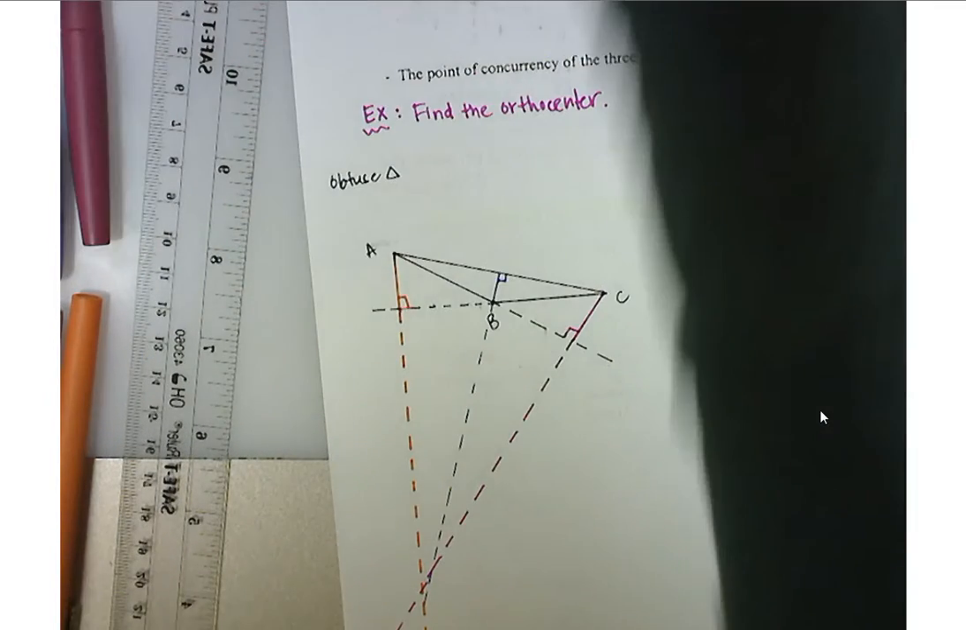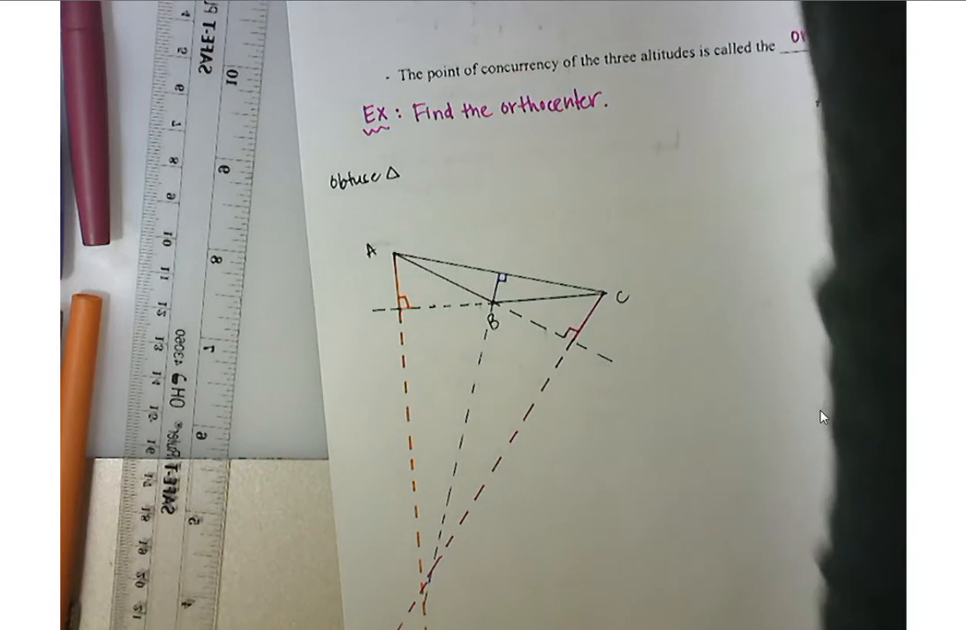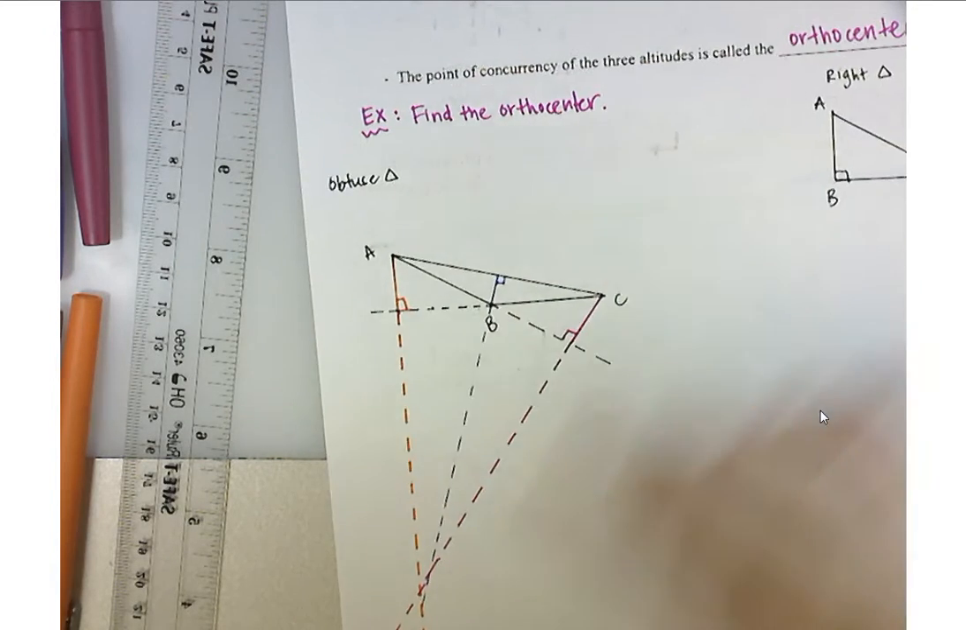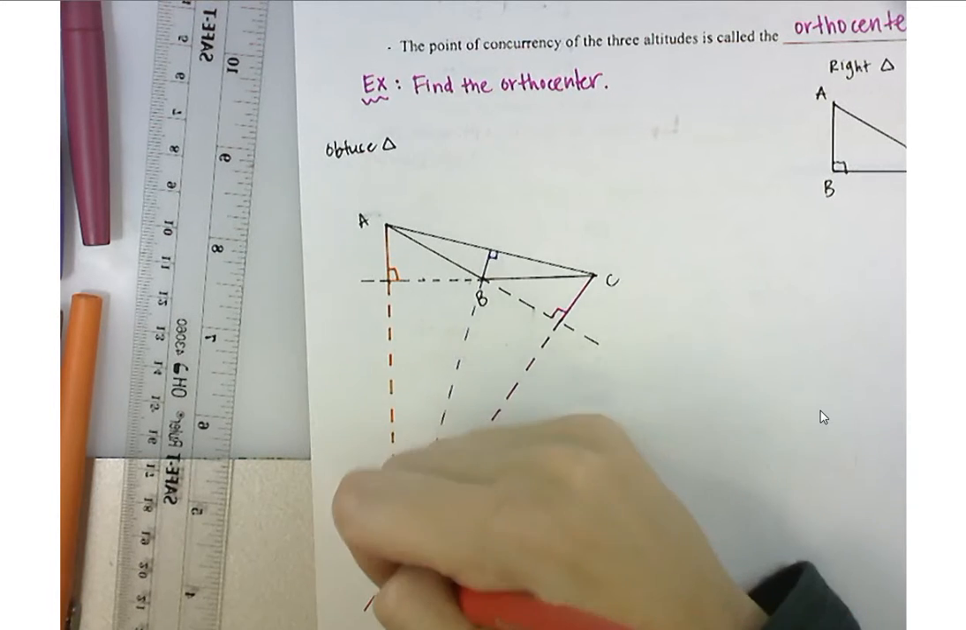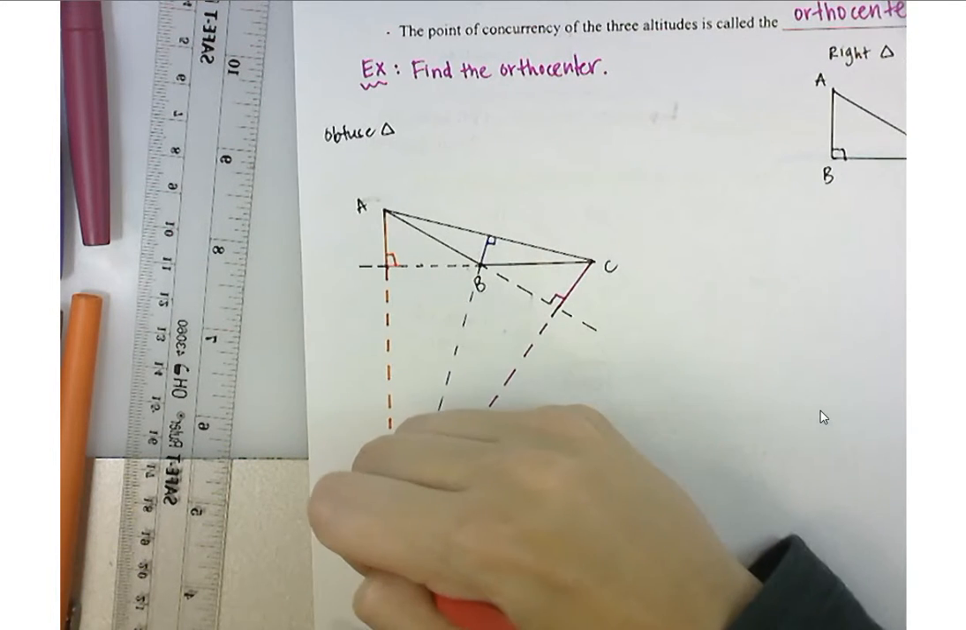So then your orthocenter is to here. Really, that one should be there, outside of the triangle. Yep, it's going to be outside of it.